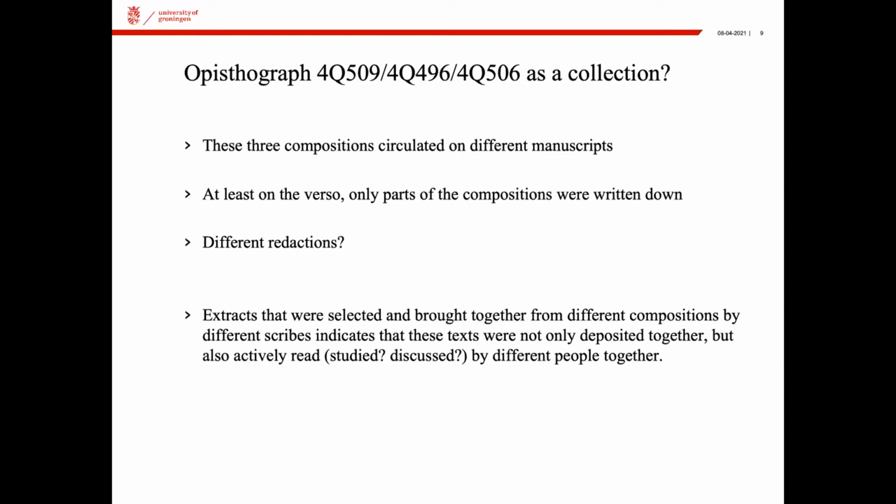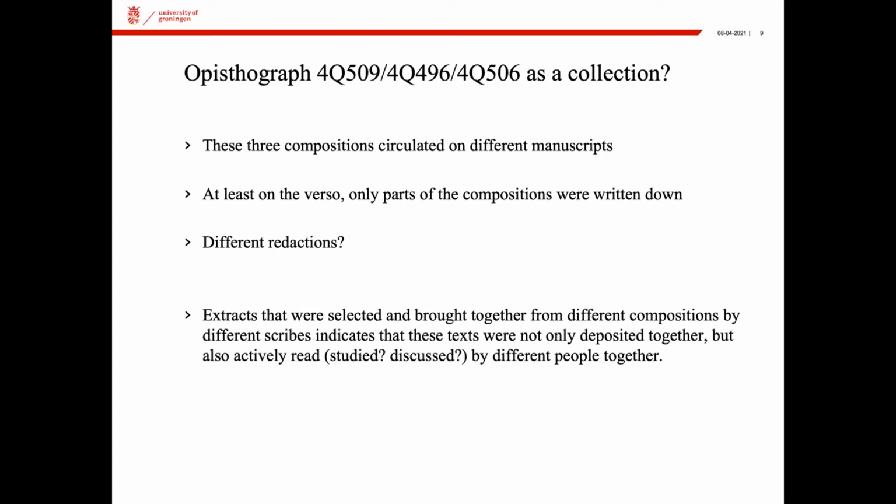So this Qumran opistograph, I would suggest, displays a similar case for textual variety. Extracts were selected and brought together from different compositions, both sectarian or perceived as sectarian and non-sectarian, onto one manuscript, which indicates that these texts were not only deposited together, but also actively read and discussed, perhaps by different people together. Mladen Popovic has shown how also within the scribal culture of the Dead Sea Scrolls, there's evidence for recitation and group reading as communal activities.